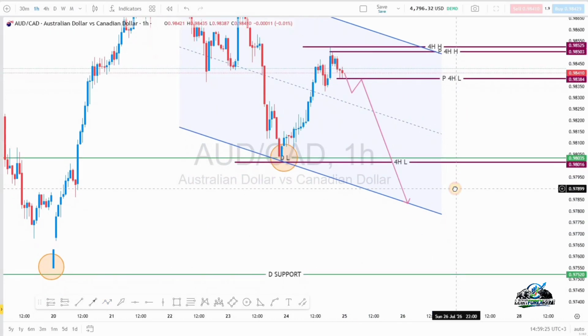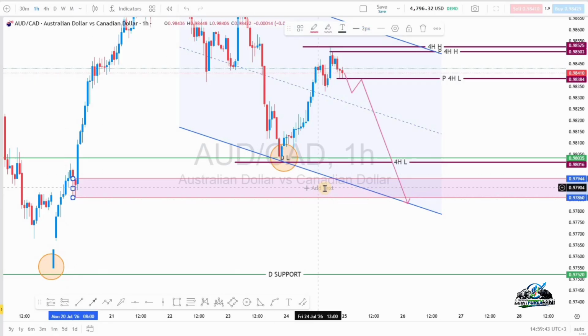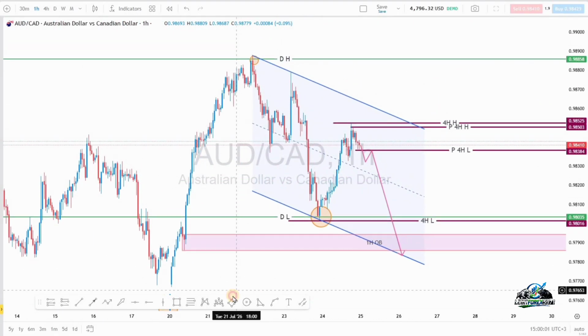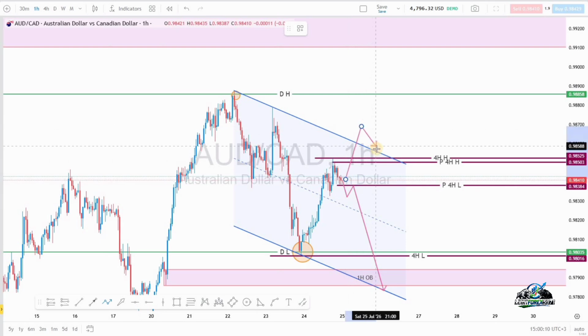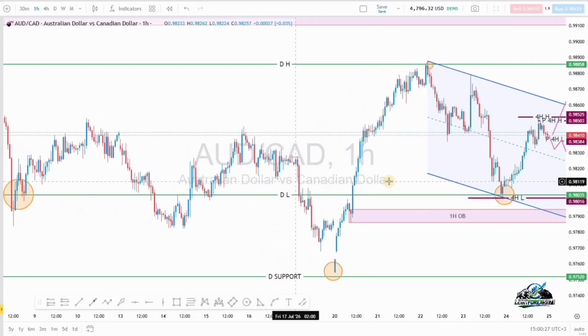Okay, that's my anticipation. I'm only looking to sell this market if it breaks the previous 4-hour low candlesticks, if it will give me the opportunity, because we still have a 1-hour order block here, and if it breaks the bearish channel upside, we go bullish.